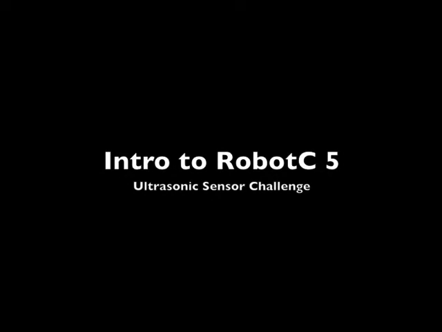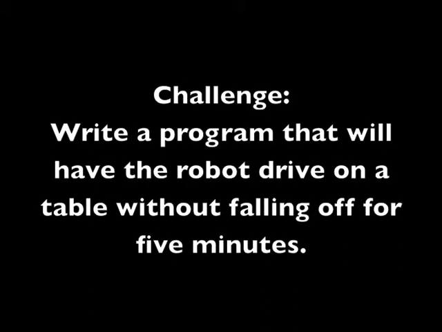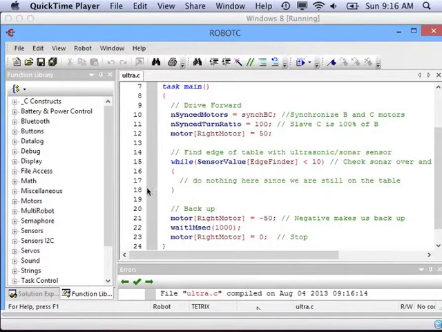In the last video, we used the ultrasonic sensor, and at the end I had a challenge that you would write a program so that your robot would drive and not fall off the table for at least 5 minutes. In that video, we wrote a program where we would drive forward, find the edge of the table, and then back up.